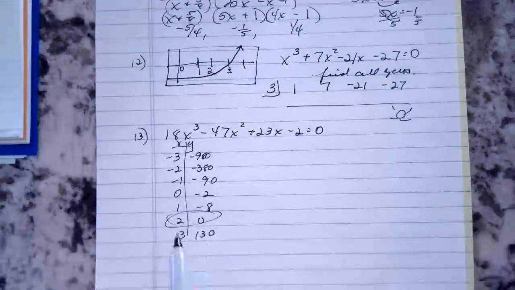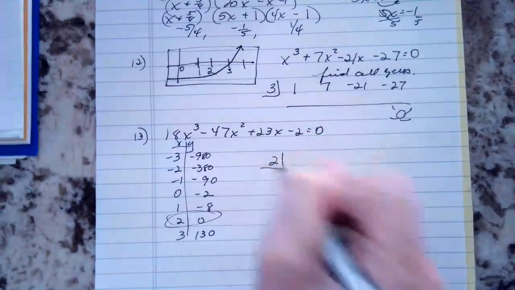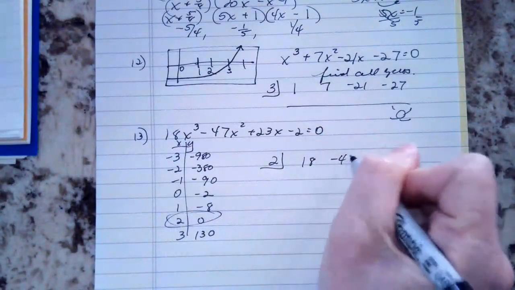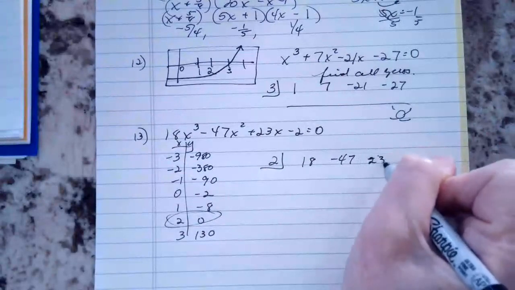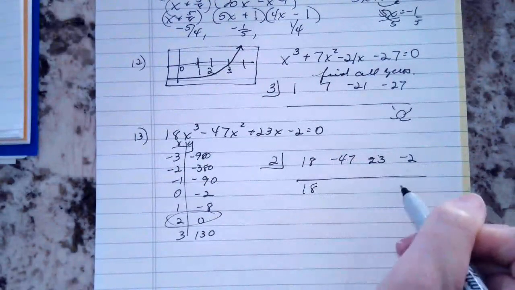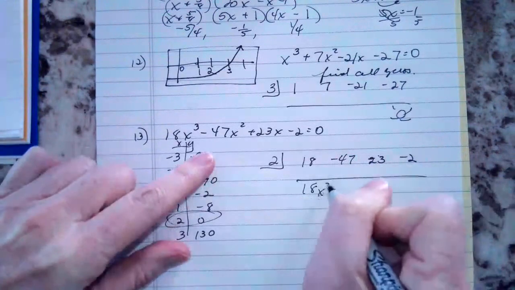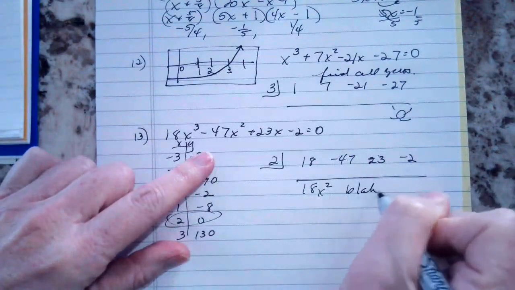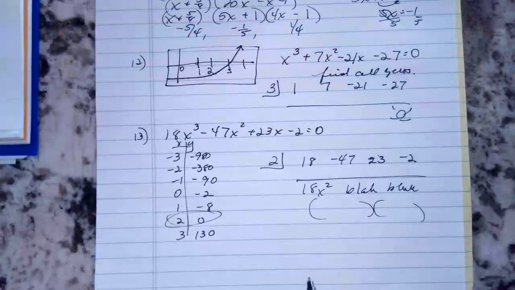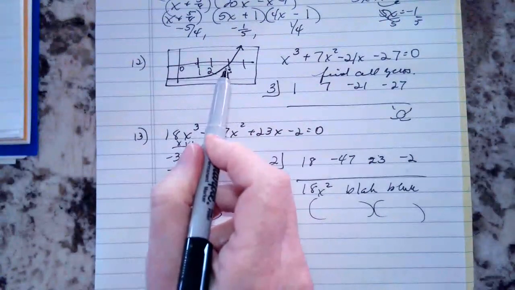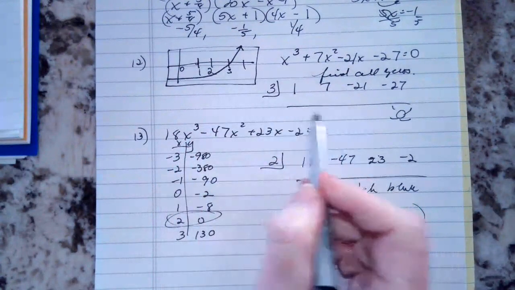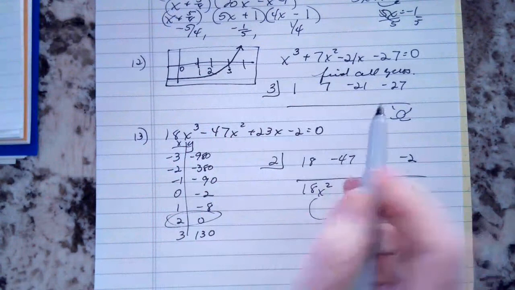So when you're finding all the zeros here, you're going to use 2 as your synthetic divider. So 18, -47, 23, -2, then, and so on, and you'll have an 18x squared plus all the rest there to do 2 sets of parentheses for. So in this one, they show you on a graph what one of the zeros is. You discover the others by factoring.